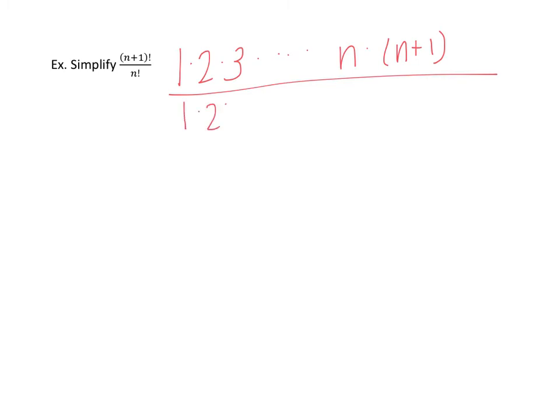Okay, how would this end up? Well, if I start least to greatest, I would go 1 times 2 times 3 times all the way up to n, and then my next term would be n plus 1. Over on the bottom would be 1 times 2 times 3 all the way up to n. So all of this is going to cancel, and I'm only going to be left with n plus 1. So what starts out as looking very complicated and very long ends up not.